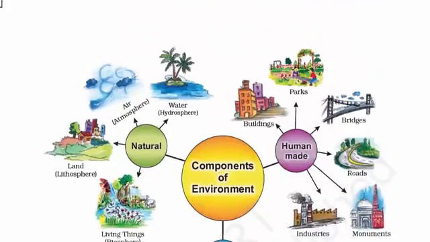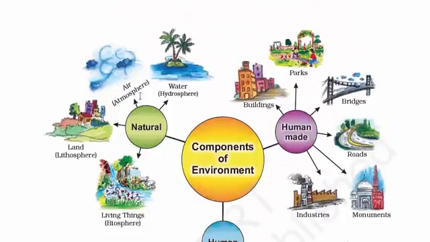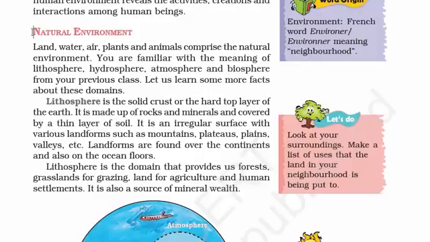So this is the natural part, which is the trees, water, air, land. These are natural, and the human made part is the one which we made on top of that natural resource. Now we'll read about what is natural environment. In simple terms, land, water, air, plants and animals comprise the natural environment. But we'll try to understand it in a categorical manner.